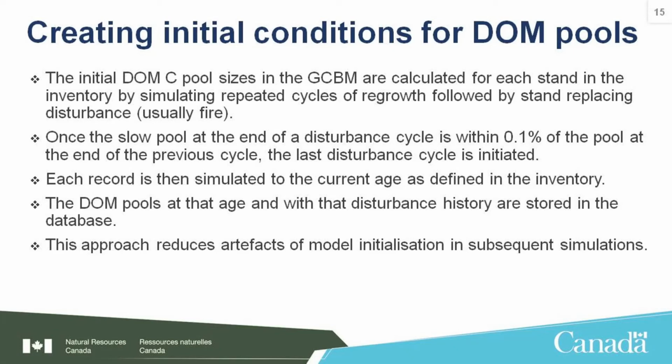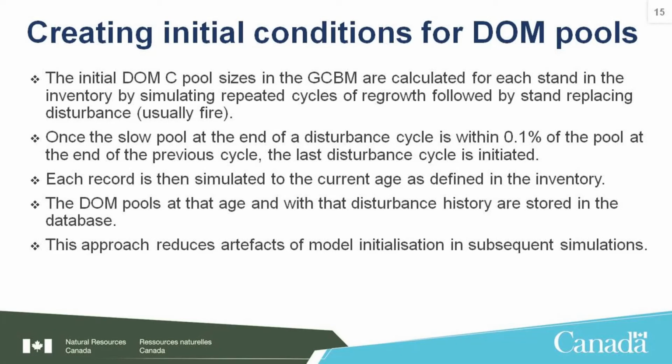For example, if the historic disturbance type for a 30-year-old white spruce stand in the user's inventory was wildfire, and the last disturbance type was clear-cut harvest, the model will spin up the biomass and dead organic matter pools through the repeated iterations of growth and disturbance with wildfire, and once the slow carbon pool values are within 0.1% between iterations, the stand will be grown again and replaced with the clear-cut harvesting disturbance, and then grown to the inventory age of 30 on its defined growth curve.